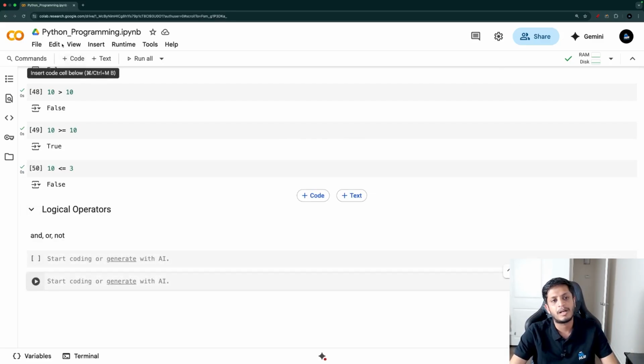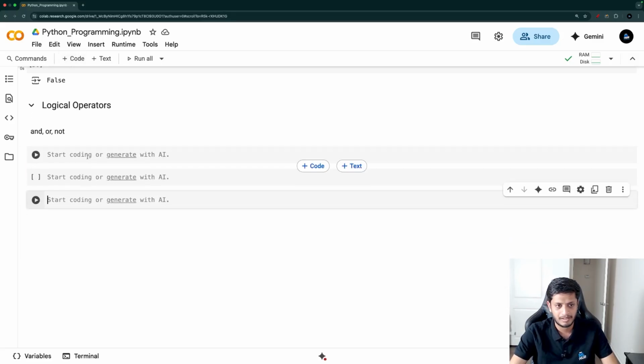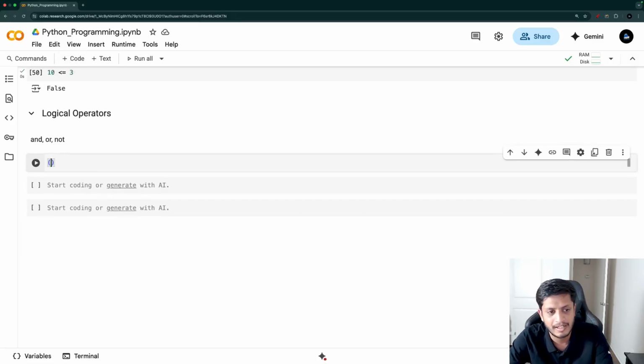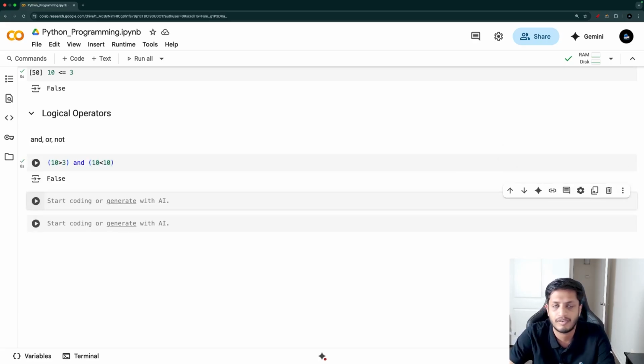So this is used to combine two pieces of information. So if I write, let's say, 10 is greater than 3 and 10 is less than 10. So here what will happen? 10 is greater than 3 is true actually, and 10 is less than 10 is false, and true and false is false. So you'll get false as the output.